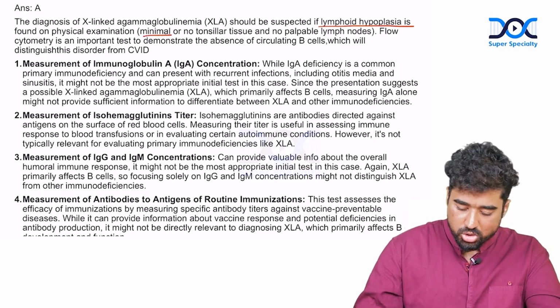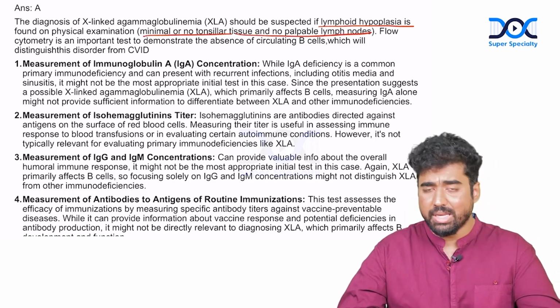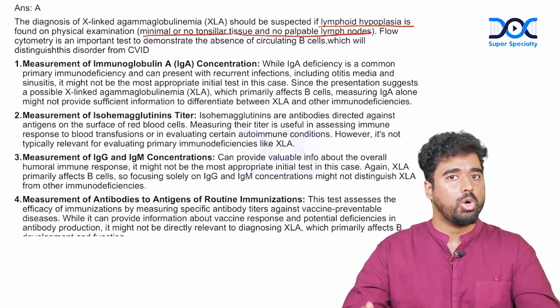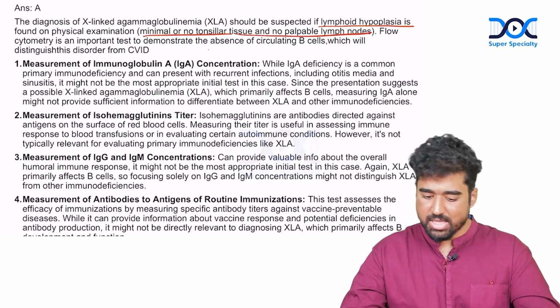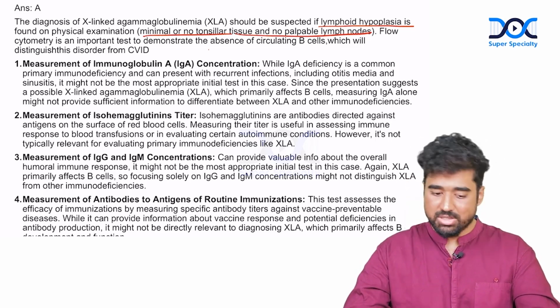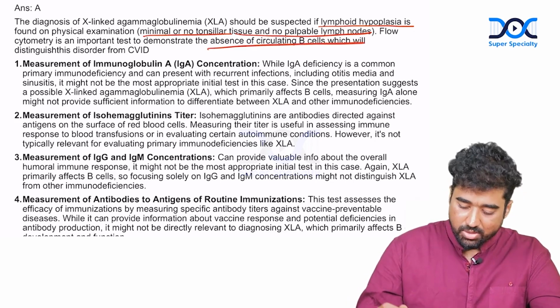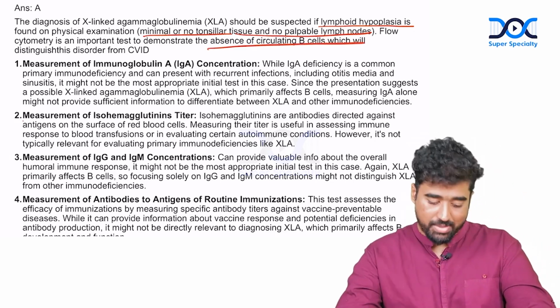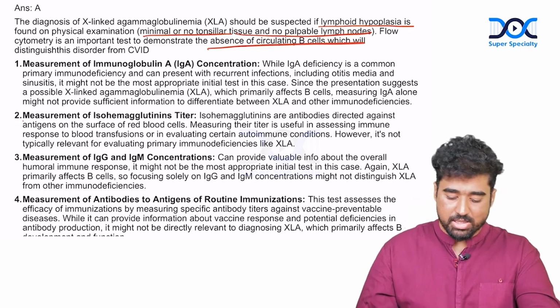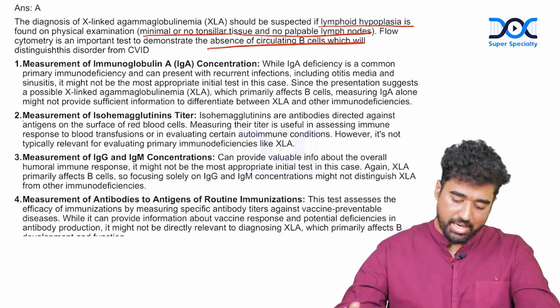So minimal or no tonsillar tissue and no palpable lymph nodes. When you look at the prevalence, obviously XLA or Bruton's agammaglobulinemia will be the first differential. And then flow cytometry is used to demonstrate the absence of circulating B cells. The flow surface markers are checked, which will distinguish this disorder from CVID.